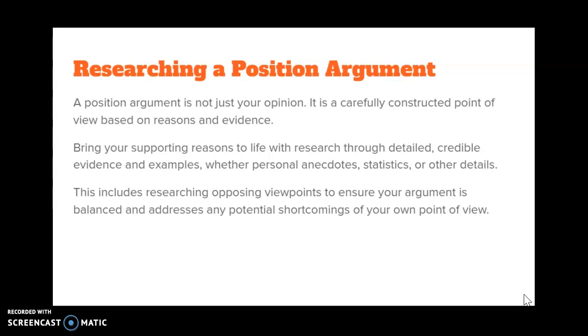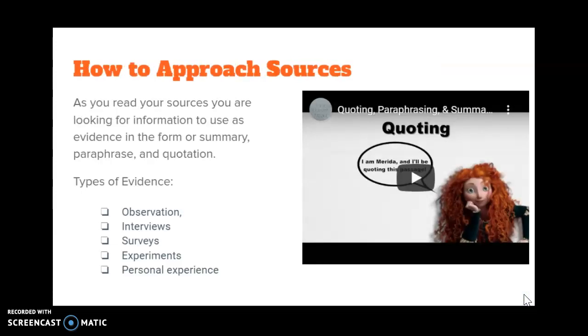A position argument also involves evidence, which means careful research. For the purposes of our assignment in this particular English 101 class, you will be provided sources from which to choose. These provided sources will allow you to establish your position, discover supporting reasons, and view opposing viewpoints. You should read them carefully and take notes. As you read and take notes, you will want to look for the following types of evidence to support your position: observation, interviews, surveys, experiments, personal experience.